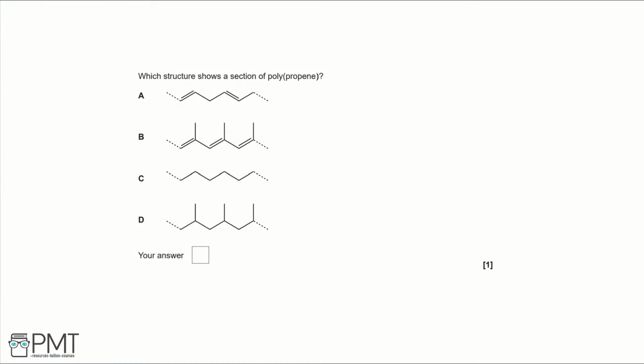Which structure shows a section of polypropene? And we're shown 4 different structures. So if we draw a repeating unit of polypropene, that's going to be the carbon-carbon double bond with the CH3, or the methyl group, hydrogen, hydrogen, and hydrogen. When it becomes a repeating unit, it loses this double bond, and then it will have these extended bonds where it's repeating from.